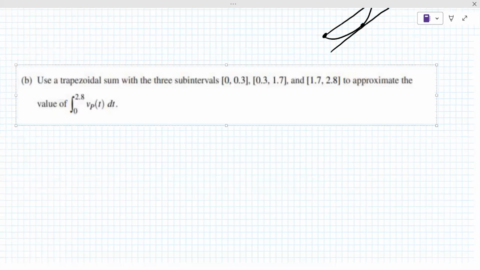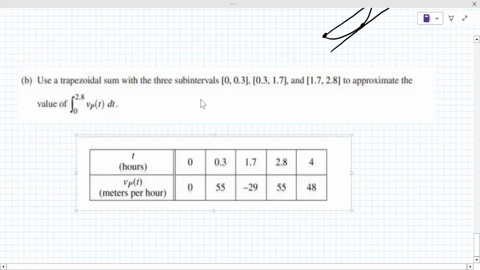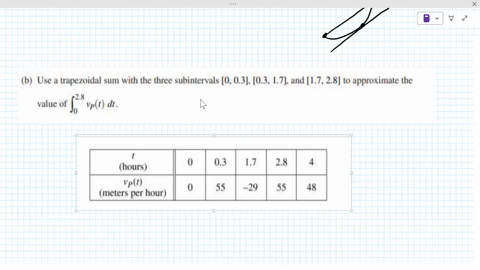For some reason, I wish I knew the answer to some of these questions, but they always emphasize the trapezoidal rule. Why trapezoidal rule? Don't know. But they're saying use the trapezoid rule with 3 subintervals like these: 0 to 0.3, 0.3 to 1.7, 1.7 to 2.8.